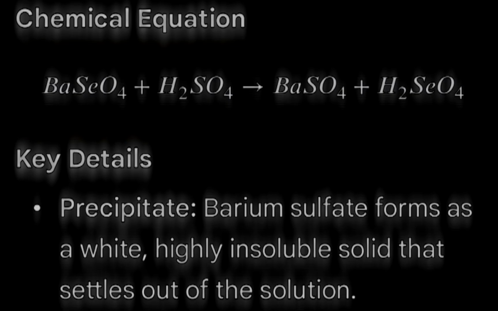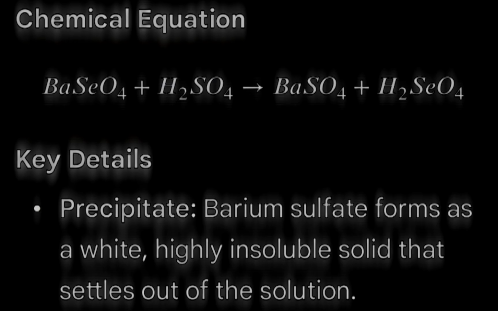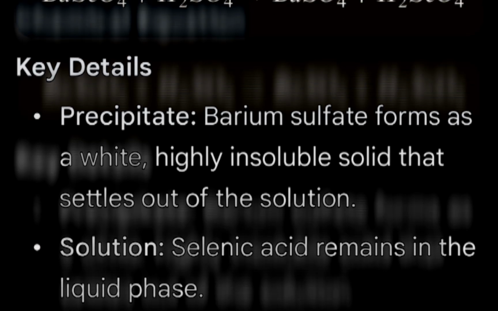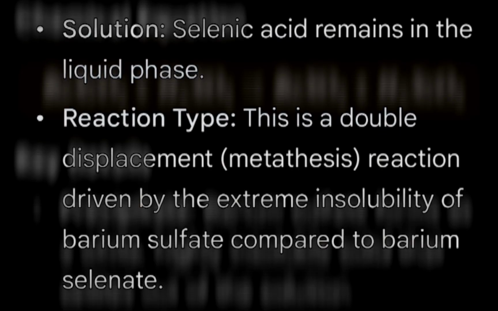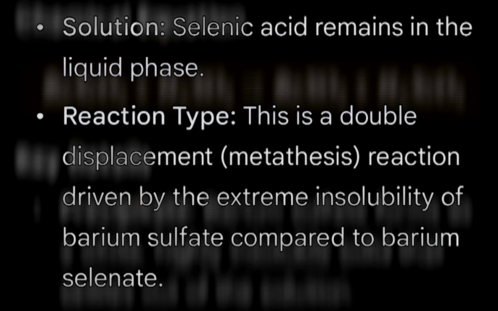Barium sulfate forms as a white, highly insoluble solid that settles out of the solution. Solution: selenic acid remains in the liquid phase. Reaction type: this is a double displacement, metathesis, reaction driven by the extreme insolubility of barium sulfate compared to barium selenate.